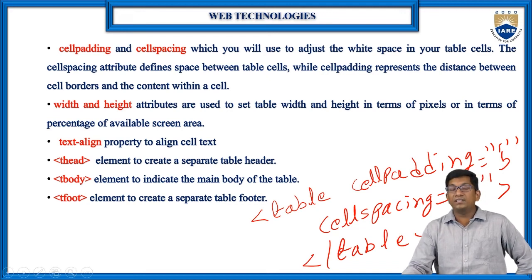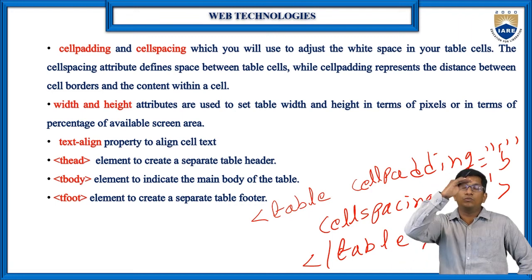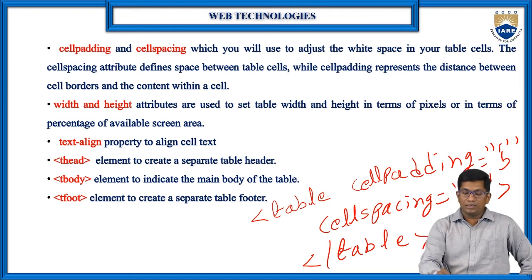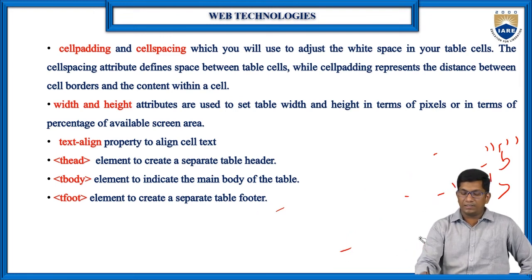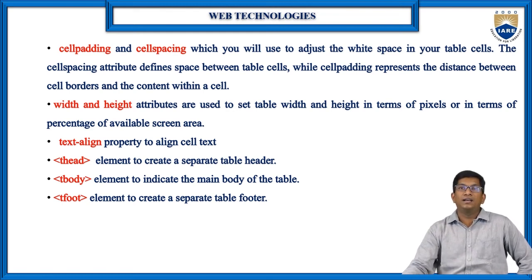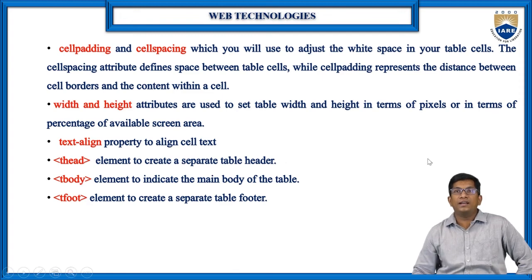So here, cell spacing from each cell to cell takes 5 pixels, and from the border of the table to the cell is 5 pixels, right? So like that we can use cell padding and cell spacing, right? And width and height. Based on your browser, you can also specify the table width and height. So width and height attributes are used to set table width and height in terms of pixels or in terms of percentage of available screen area.